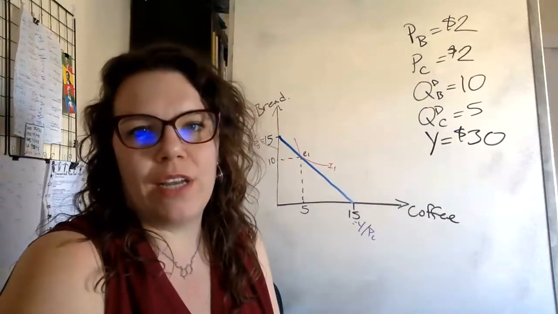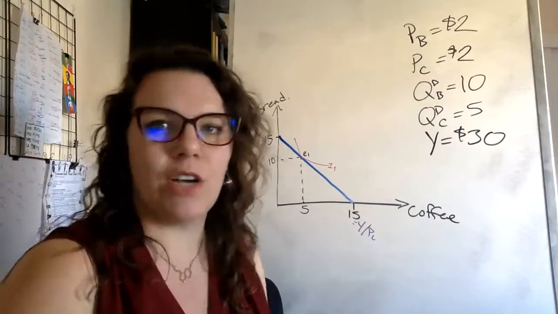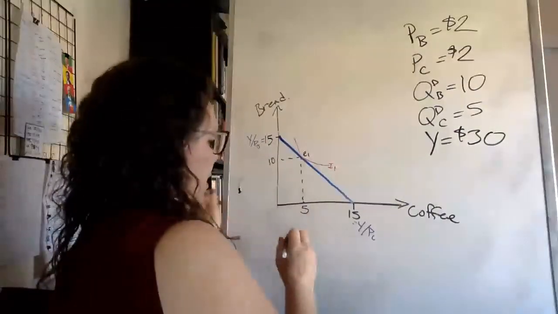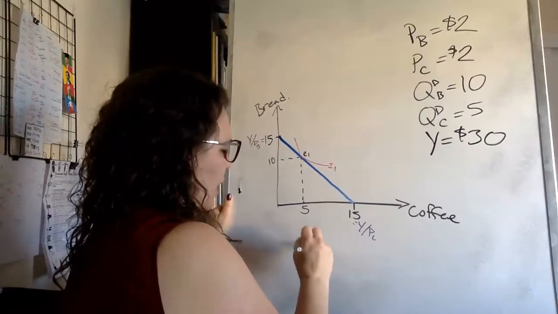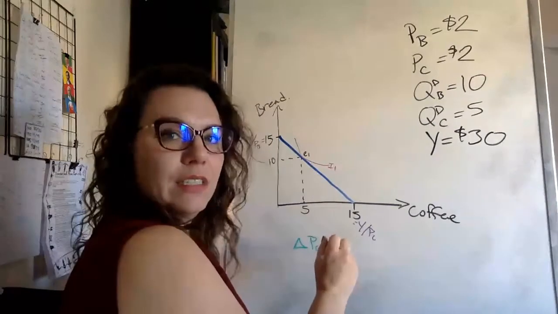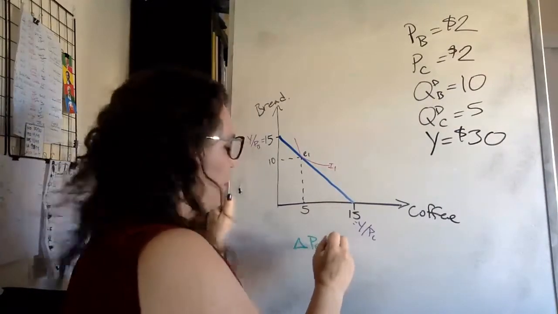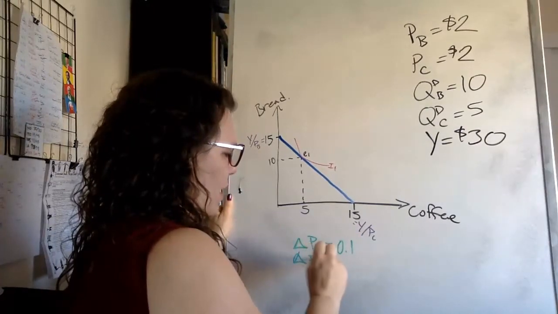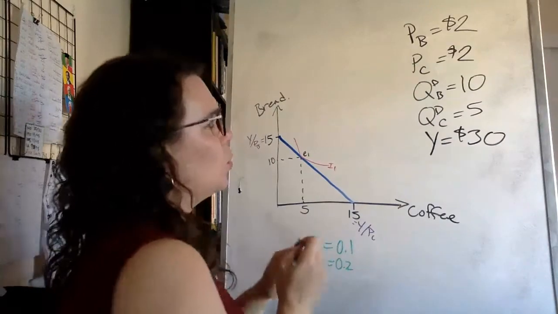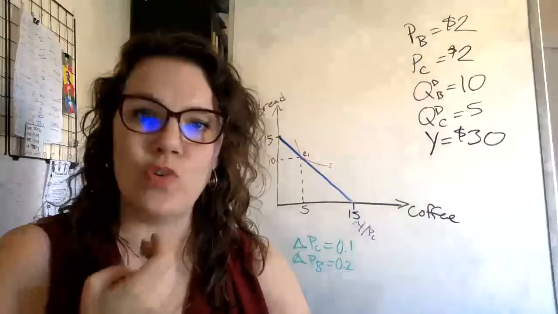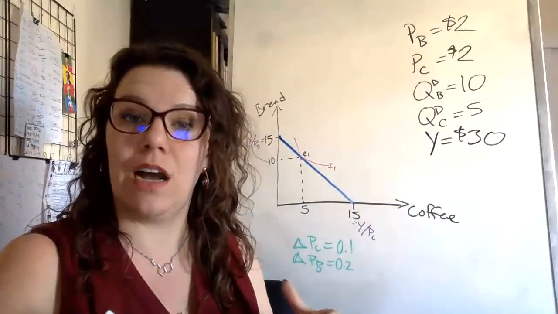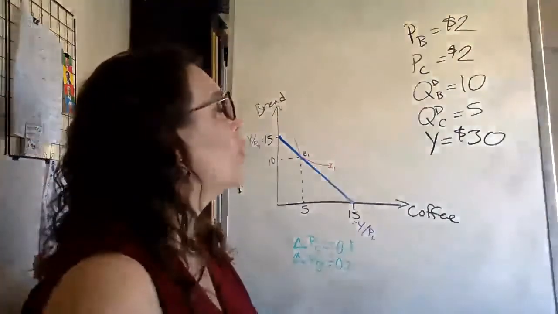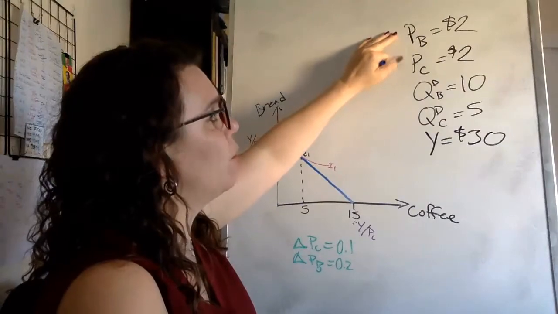Suppose the price of bread increases by 20% and the price of coffee increases by 10%. So now what we're going to have is the change in price of coffee is 10%, and the change in the price of bread is 20%. So we're going to have a new budget line based on these new prices. So we need to figure out what the new price of bread and the new price of coffee is.